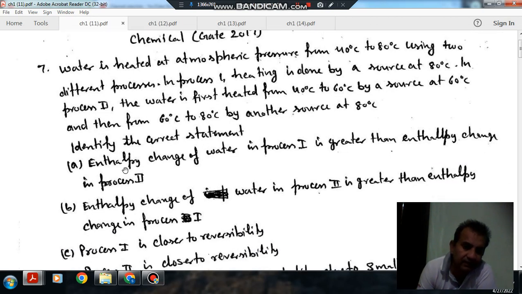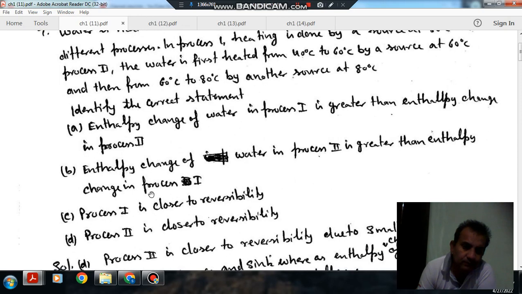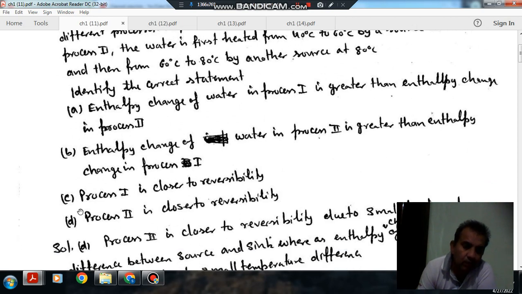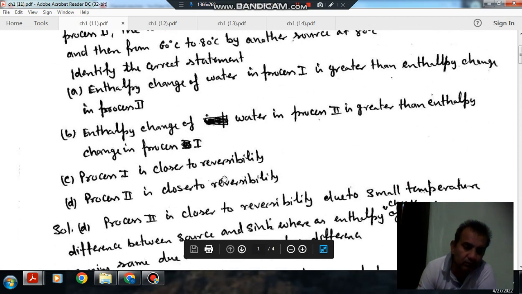Identify the correct statement. Option A, enthalpy change of water in process 1 is greater than the enthalpy change in process 2. Option B, enthalpy change of water in process 2 is greater than enthalpy change in process 1. Option C, process 1 is closer to reversibility. Option D, process 2 is closer to reversibility.